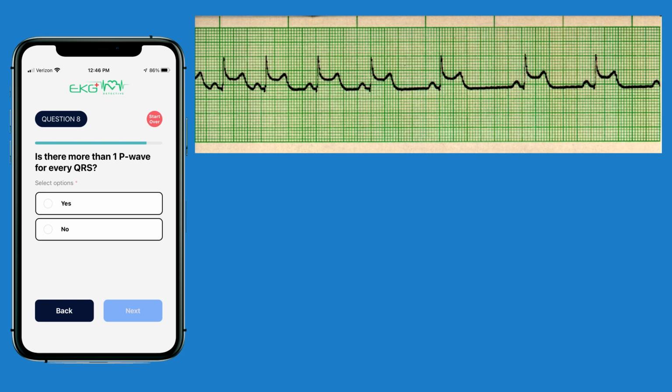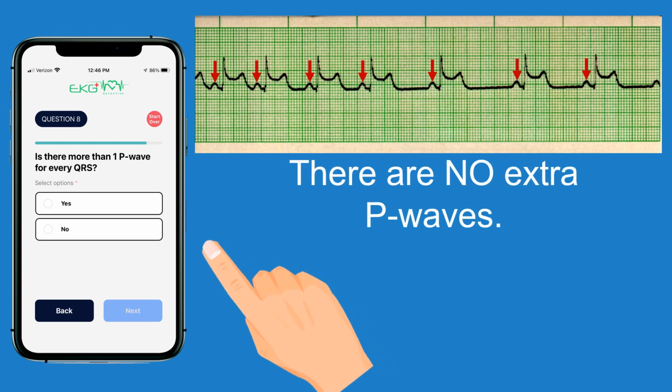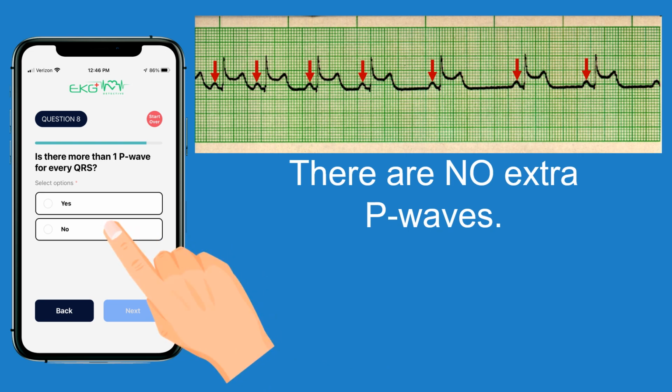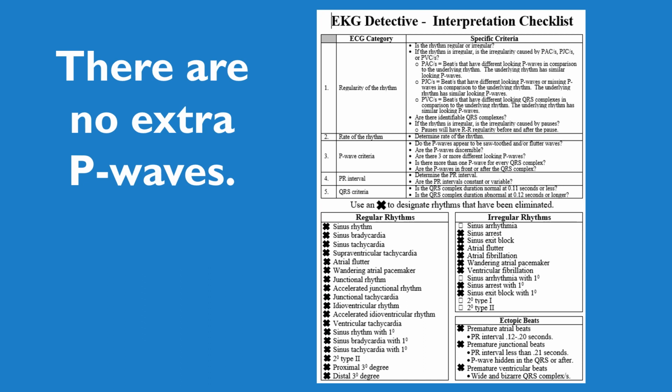Question 8 is asking us if there are extra P waves or if there's more than one P wave for every QRS. Looking at our P waves, they are definitely there, but it doesn't appear like we have extra P waves. So we will go to our app and we will select no, and then we will hit next to go to the next screen. Since there are no extra P waves, that allows us to get rid of the two rhythms on our list that are associated with extra P waves, which are secondary type 1s and secondary type 2s.